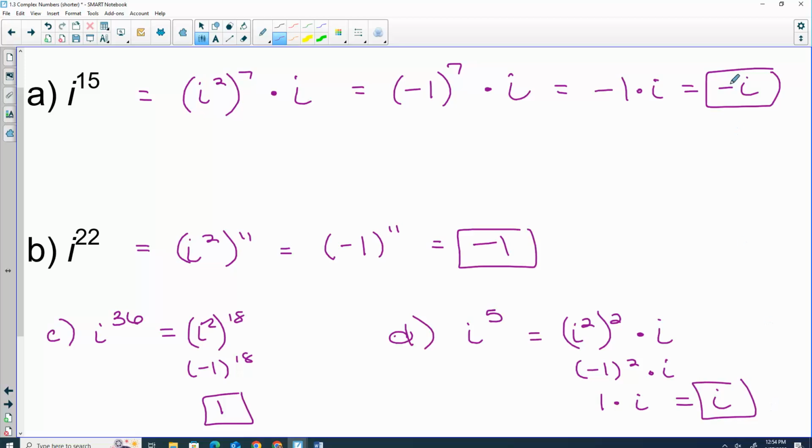When you do these problems, the only answers you can get are the 4 answers we got up here: i, negative i, 1, and negative 1. Those are the only things you'll ever get. Any questions on that? Okay.